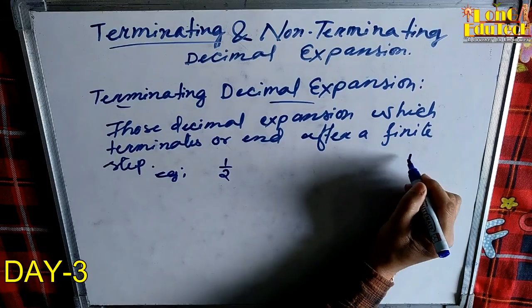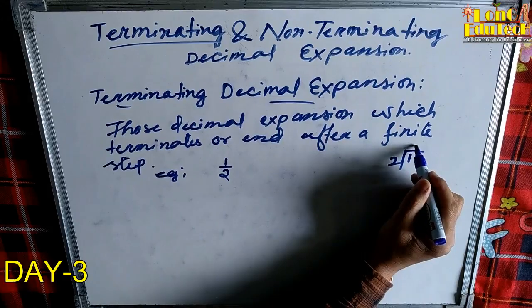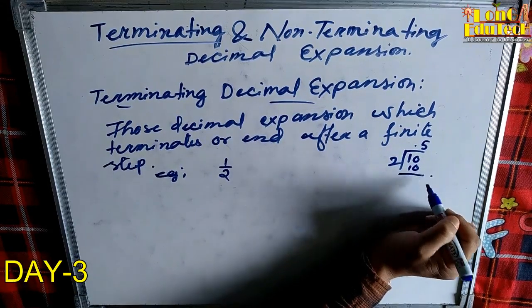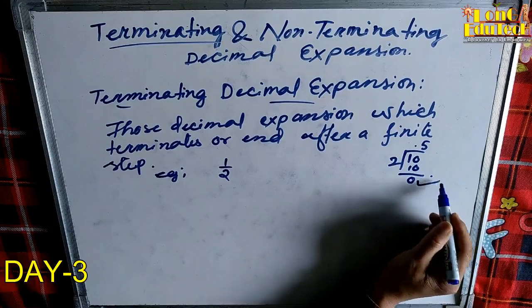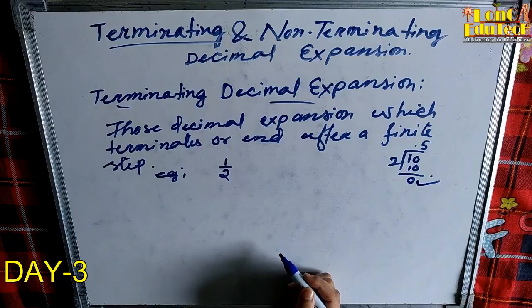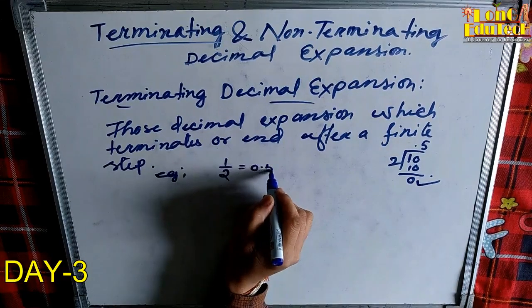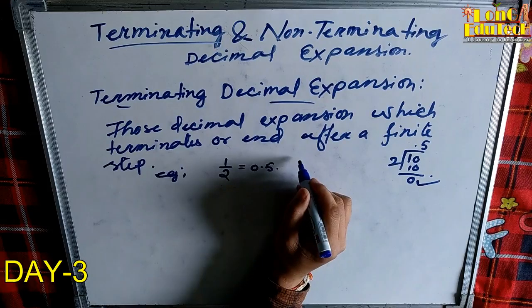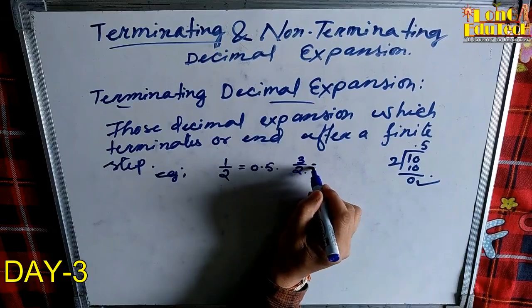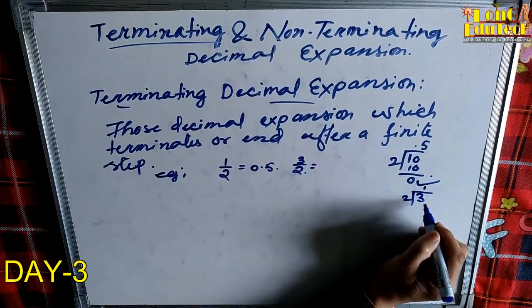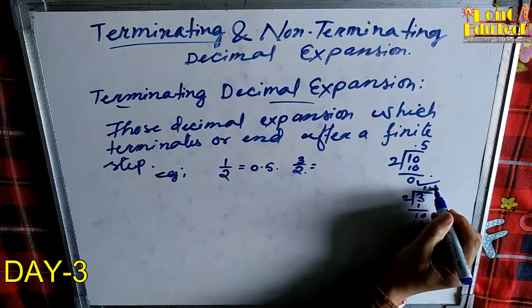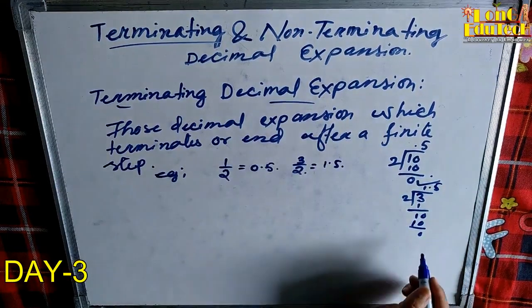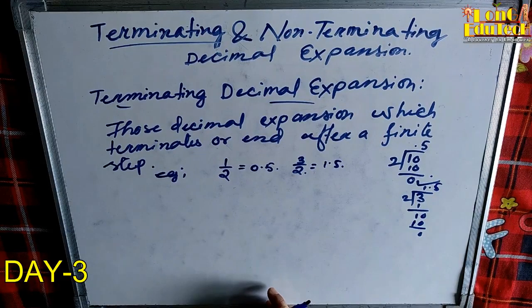If we divide 1 by 2, what do you see? 0.5, right? So those decimal expansions in which we get remainder 0 when we divide are simply called terminating decimal expansions. 1 by 2 comes to 0.5. Or say 3 by 2: 2 ones are 2, remainder 1, 10, 2 fives are 10, so it comes to 1.5. Such kinds of decimal expansions are called terminating decimal expansions.